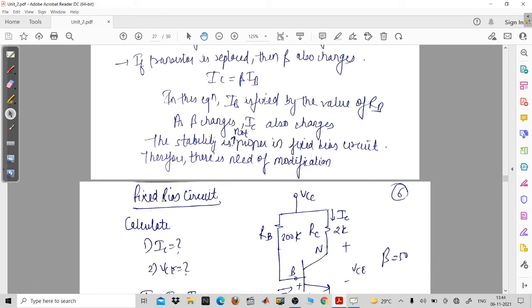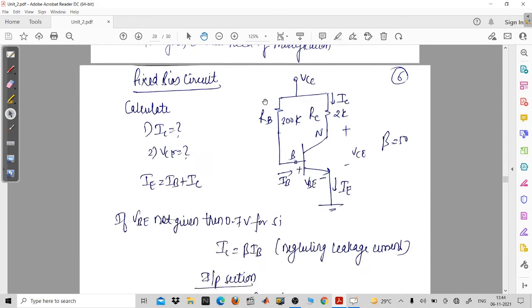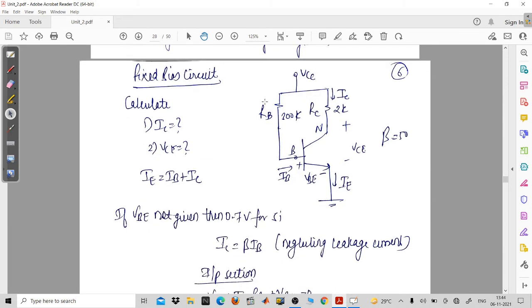So this is not a stabilized circuit. Now we'll try to solve one problem on the fixed bias circuit. In this problem, what is given? You see a simple common emitter configuration is given, and the RB is connected to the VCC and RC is connected to the VCC. It means that this is a fixed bias circuit. This VCC is powering both the input and the output port, and you will have to find the operating point.